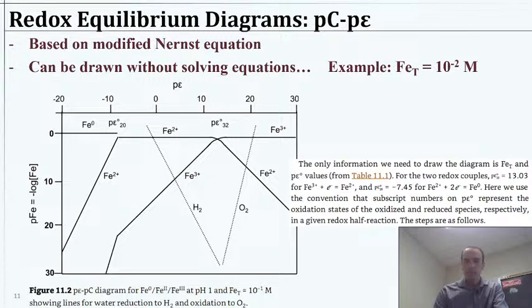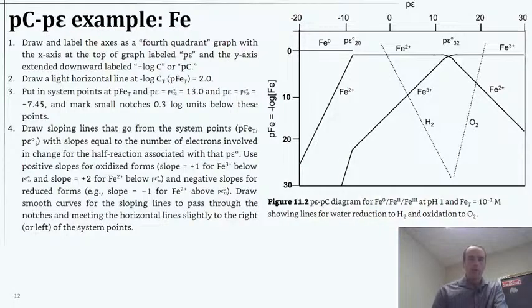All right, so building this, here are the steps. First, we draw the labeled axes as a fourth quadrant graph. The x-axis at the top, labeled PE. I guess we could do it at the bottom if we wanted to. And the y-axis would be negative log C, or PC. Okay, so we draw a graph.